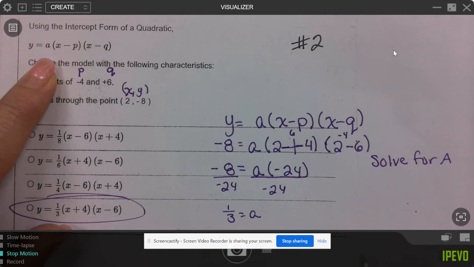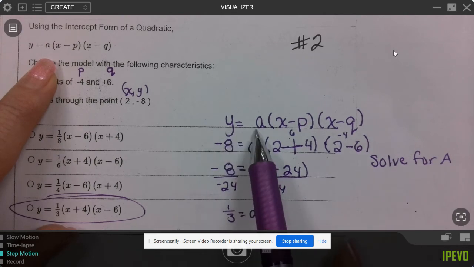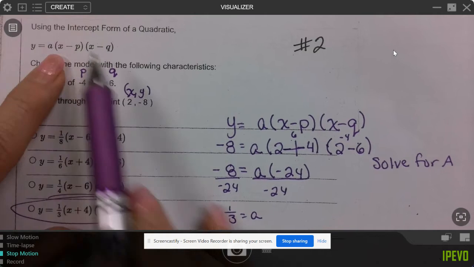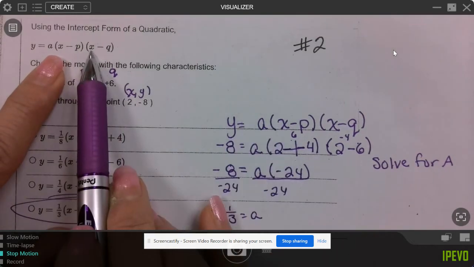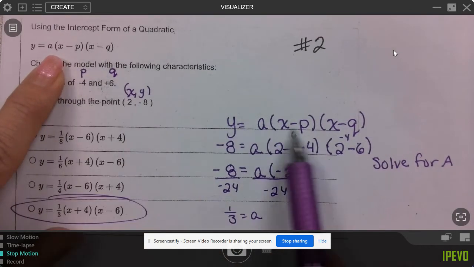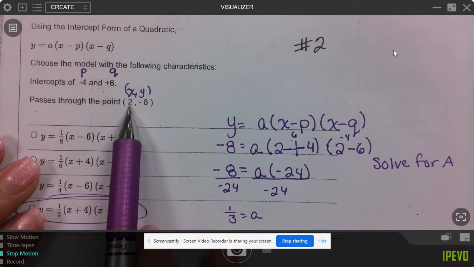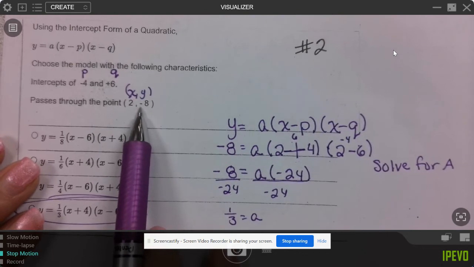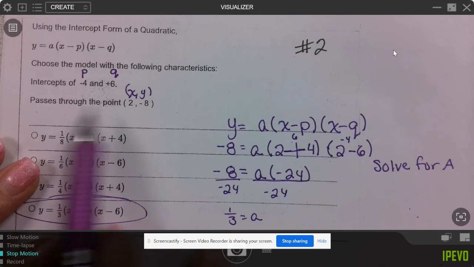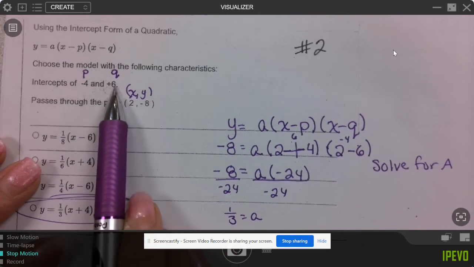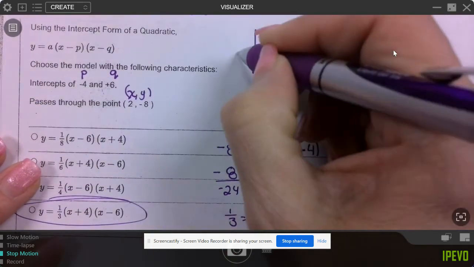Number 2, using the intercept form of the quadratic, I always like to rewrite my equation anytime they give it to me. It doesn't matter how big or small it is. I have y equals a parenthesis x minus p, parentheses x minus q. Now, we've got the point xy here, and I always know my points or ordered pairs are always in that xy, so this must be p and q. So when in doubt, find what you know.